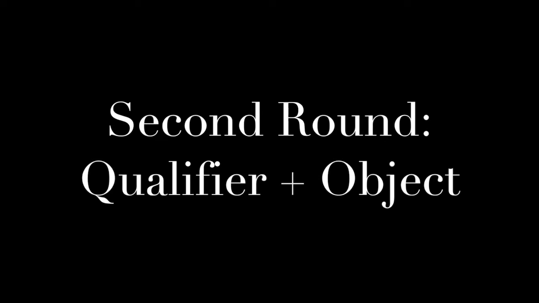Once the clients have achieved 80% accuracy, you can then move on to the second round. In this round, the task will increase in complexity, and the participants will need to identify the qualifier plus object. For example, do you have the red apple?